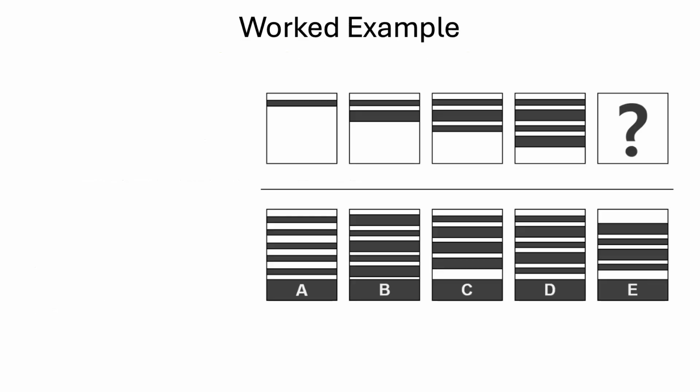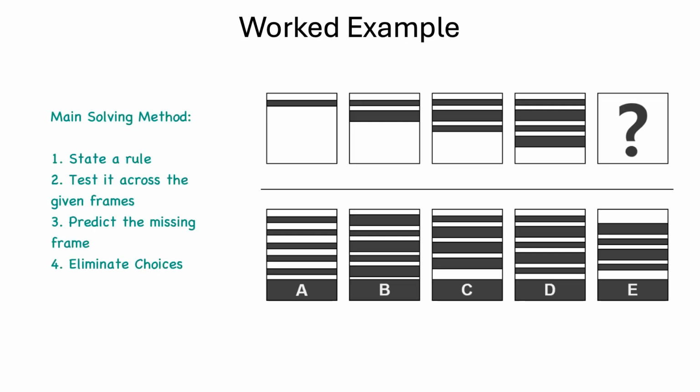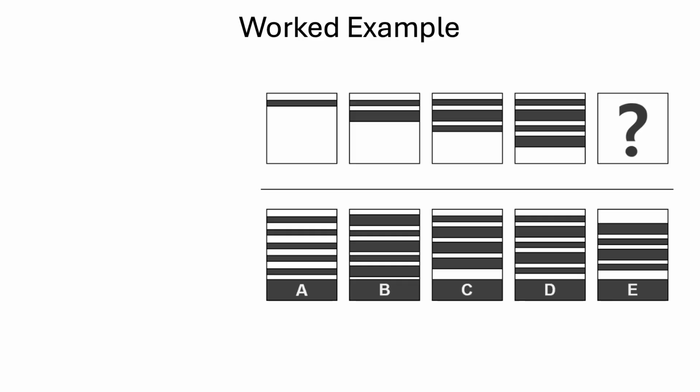Now let's go through a worked example. Here we'll use the main solving method that we just discussed. We'll start by stating a rule, test it across the given frames, predict the missing frame, and then eliminate choices. In this example, you'll see why your first rule is often correct, but not necessarily specific enough.